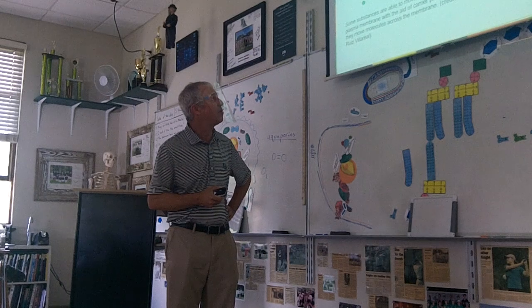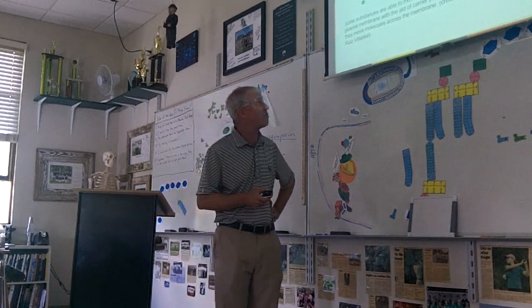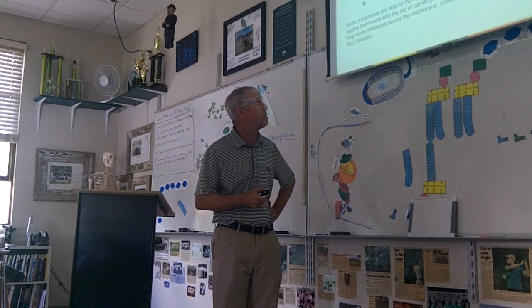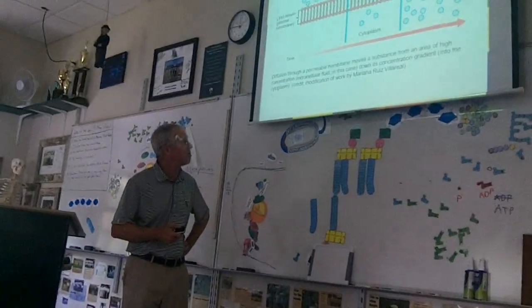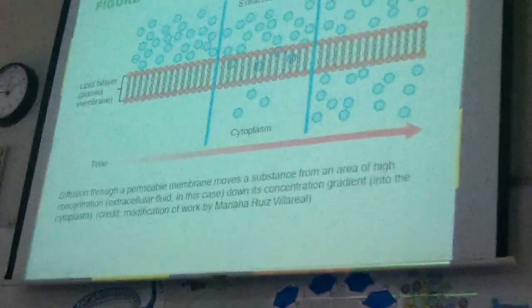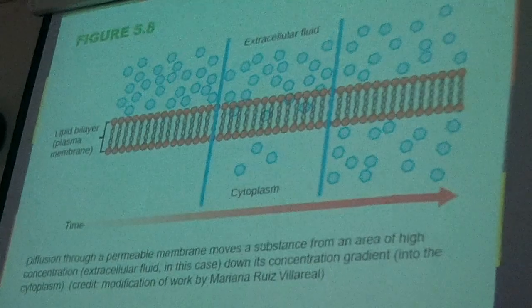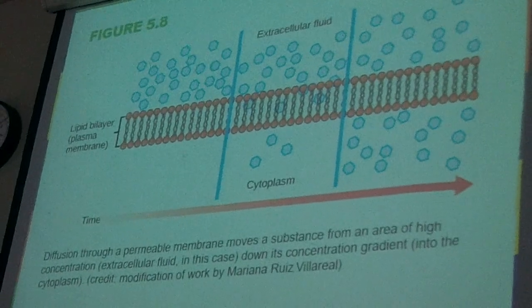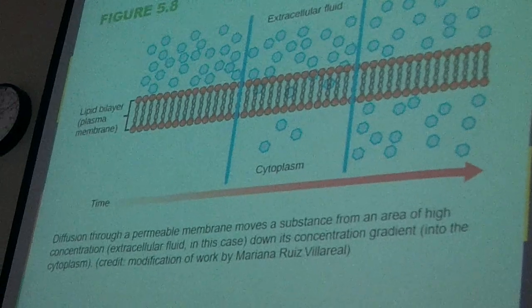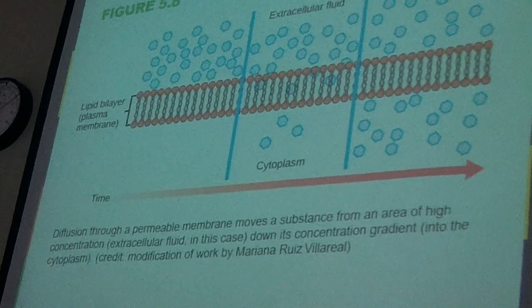We say that when a molecule goes from where it's in high concentration to where it's in low concentration, it's moving down its concentration gradient. Let me show it better. This picture's better. Here's where you have a high concentration of stuff. Here's where you have a low concentration of stuff. The concentration gradient goes this way. Often you'll see arrows drawn on something.